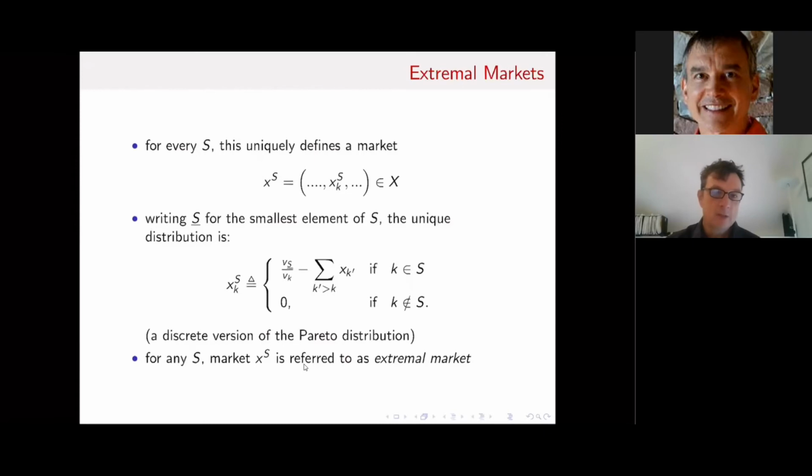Because I'm insisting that the revenue is constant for all prices, it means that the probabilities have to adjust in an exact way. And since I'm saying it's indifferent across all the support, that basically uniquely determines the probability vector, or the probability entry x_k for capital S. So for any S, we know this is uniquely defined, and XS is referred to as the extremal market.